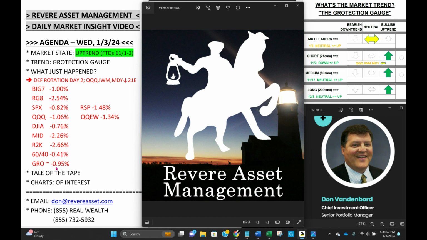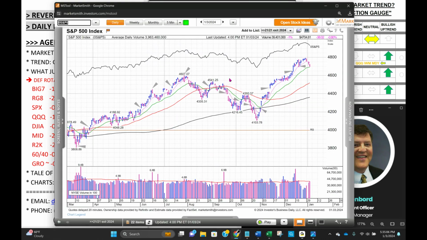In-house GROTECTION did some more trimming, but there was one big buy that we'll talk about, something acting really well. In-house GROTECTION down 0.95%. Let's get to the charts. We'll start with the S&P 500. You can see the third down day, second close below the 8 EMA, still holding above the 21-day moving average and still holding that shakeout low from the 20th.